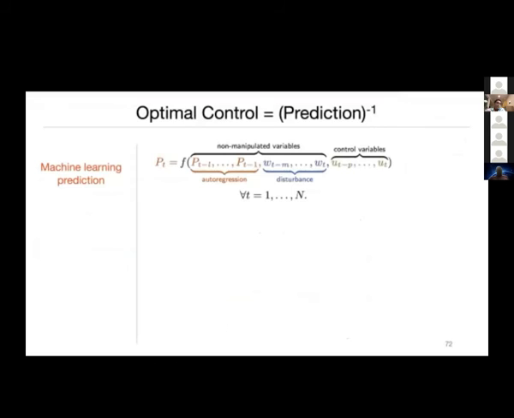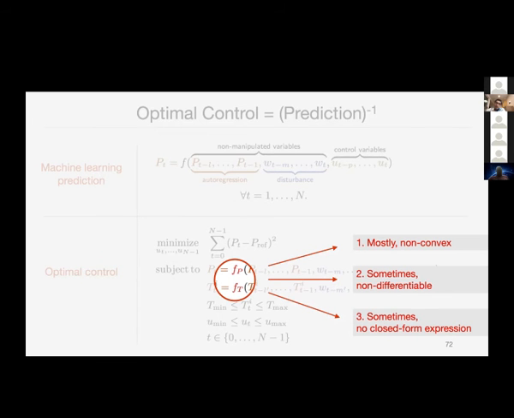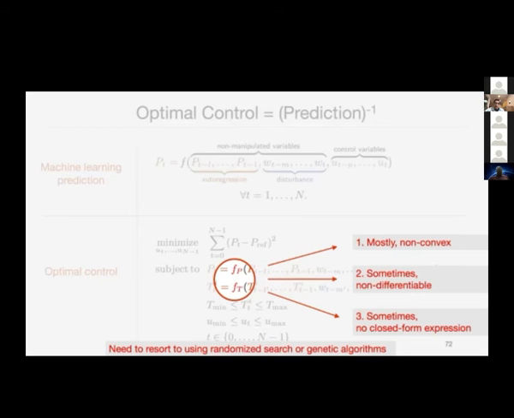So control and prediction with machine learning are kind of complementary problems. In one case you're given the control variables and you want to predict the outcome, and that's a machine learning problem. But in the control problem, we say, this is the outcome that we want. What are the control variables? But this is subject to the learned models that we have captured in terms of the observation of how the building responds. So this is a very difficult problem. It's mostly non-convex, sometimes non-differentiable, and there's no closed-form expression. So usually people resort to greedy or genetic algorithms to solve that, right?